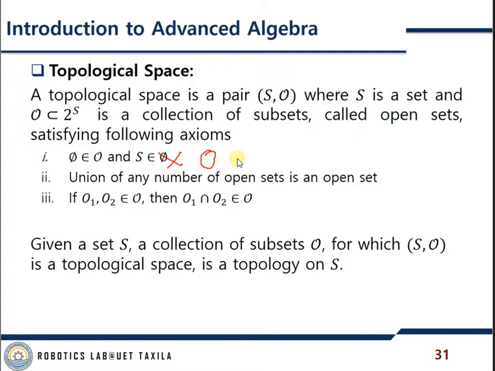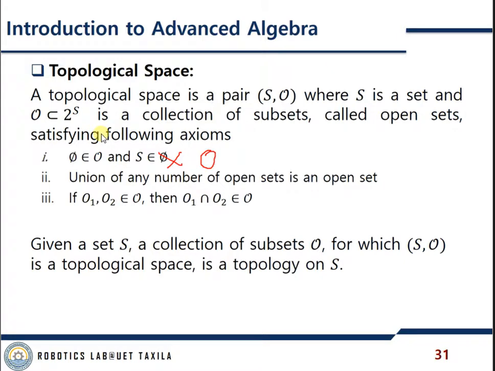Another thing is that a union of any number of open sets is an open set. So you combine all of these open sets, and you still get an open set. If O1 and O2 belong to O, then the intersection of O1 and O2 is also in O. The intersection is in O, the set itself is in O, so that's what a topological space is.